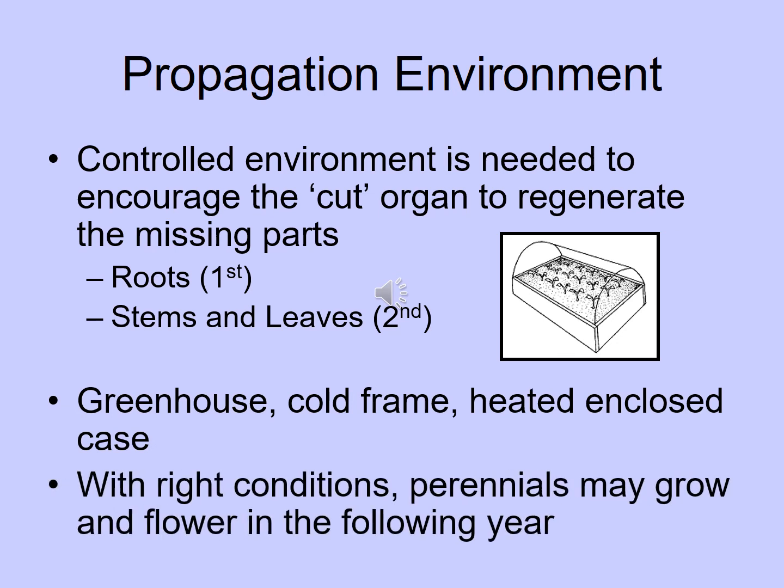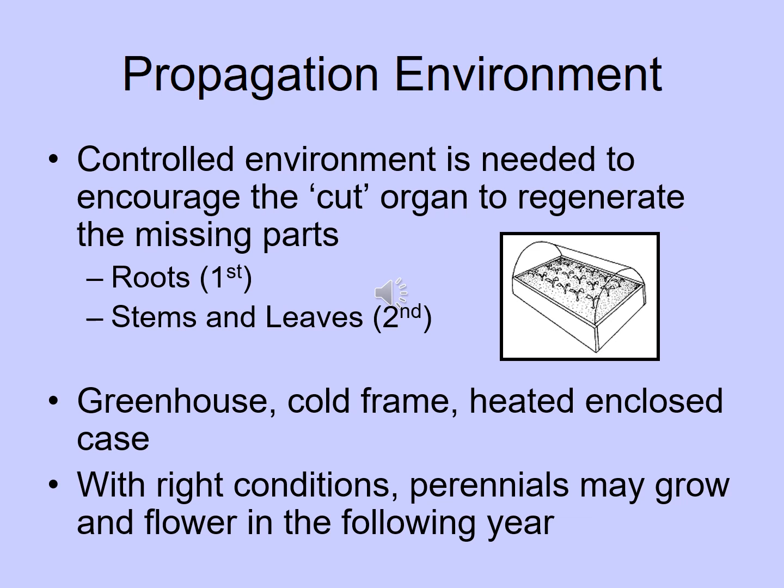A little bit about the propagation environment for cuttings. So the controlled environment is needed to encourage that cut organ to regenerate the missing parts. The first thing we want our environment to promote in that cutting is the growth of adventitious roots off of the stem tissue or the leaf tissue or root tissue.